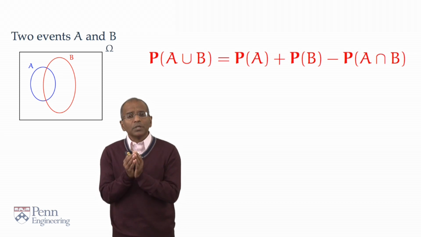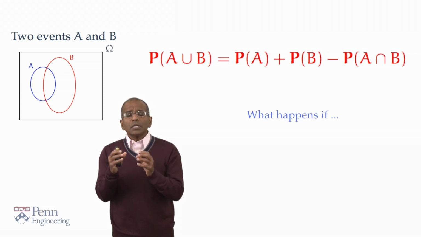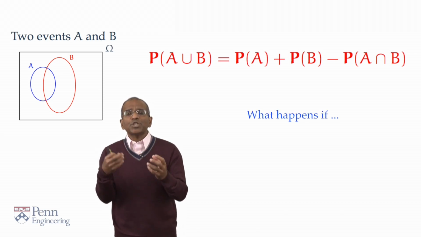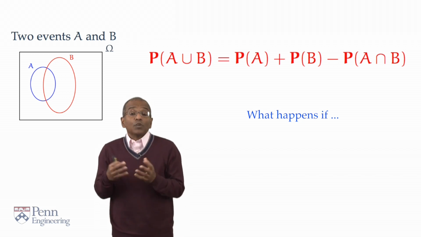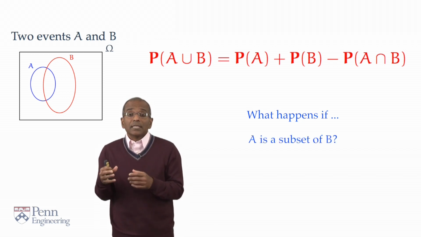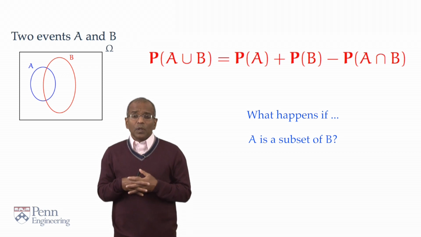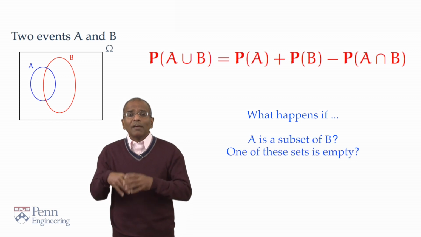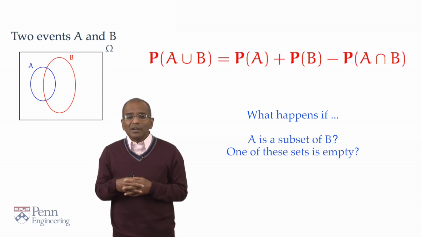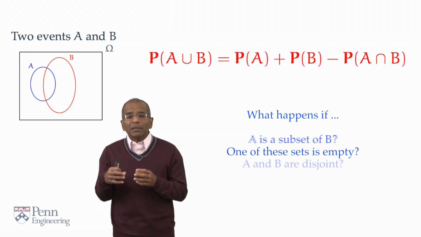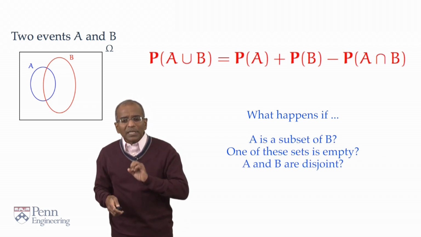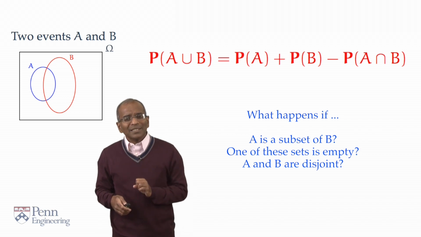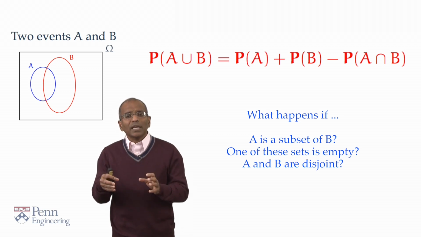So, for example, you could ask, what if A and B have particular relationships? What, for instance, if A is a subset of B? What do you get? What if one of these sets is empty, or everything? What if A and B are disjoint? Play with these, see what you get, and when you're ready, proceed.